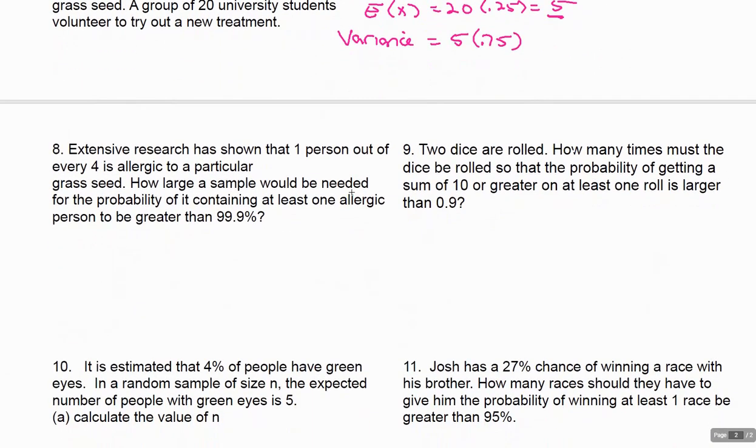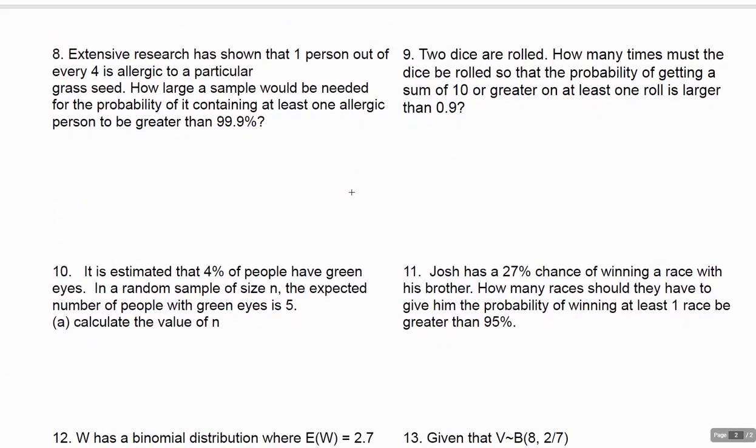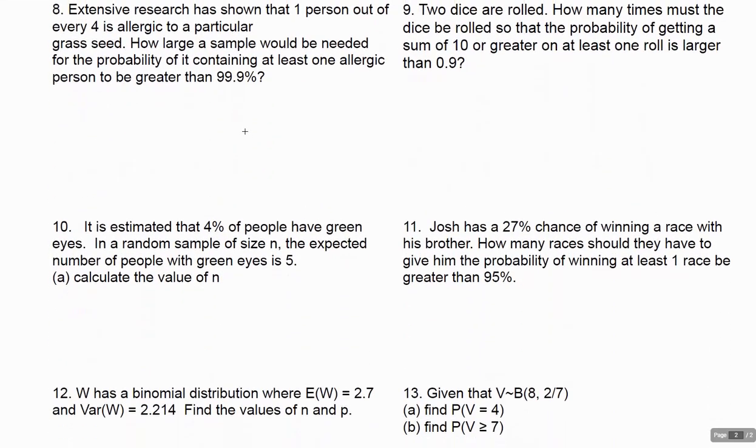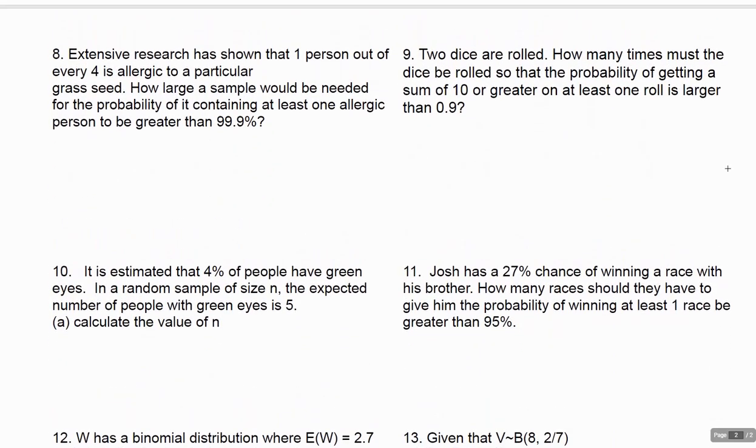So take a look at number 8. Oh, we do need to talk about this. So take a look at number 8. Number 8 says that extensive research has shown that one person out of every 4 is allergic to the grass seed. So you'll notice this is the same situation. The probability of success is still 1/4 or 0.25. Okay? How large of a sample? So in this case, we don't know what n is.